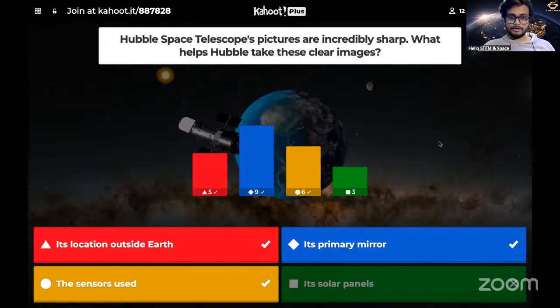Its primary mirror, obviously, the larger the mirror, the clearer the image will be. The sensors used, obviously, the better the sensors are, the clearer the image will be. But not the solar panels, because the solar panels are not used to capture images, right? The solar panels are just used to power the telescope, right? So yes, the correct answers were the first three.